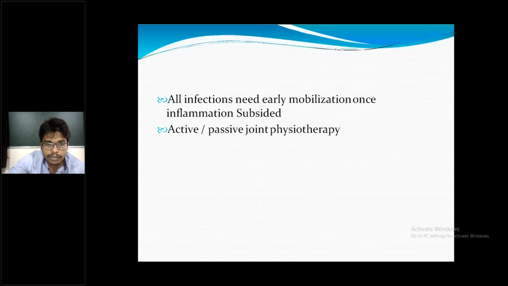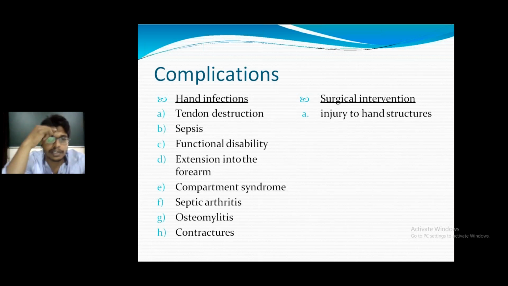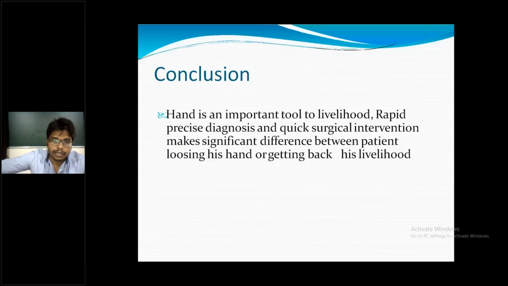It will not move on its own. You may need physiotherapy. Some complications of hand infections: tendon destruction, sepsis, functional disability, extension into the forearm, compartment syndrome, septic arthritis, osteomyelitis, contractures. Surgical intervention: injury to the hand structures. Conclusion: the hand is an important tool for livelihood. Rapid, precise diagnosis and quick surgical intervention make a significant difference between the patient losing his hand or getting back his livelihood.